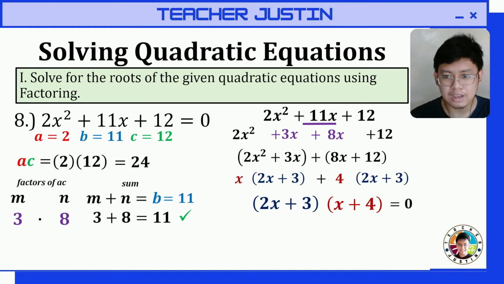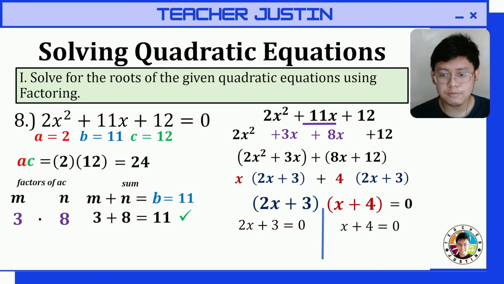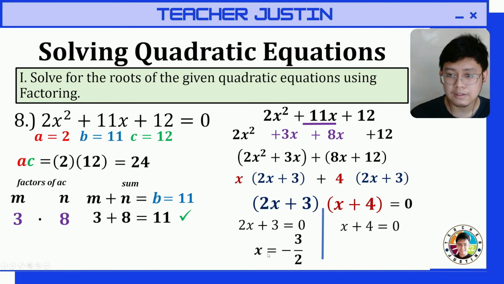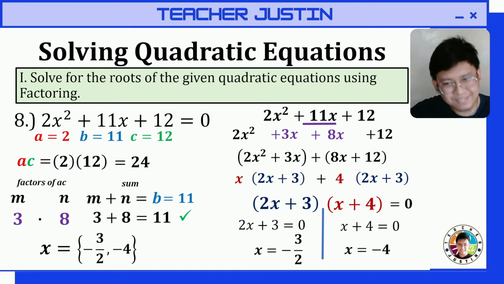So, lagay lang tayo ng equal symbol para maging equation na ulit siya. So, tapos, let's equate each factor to 0. Okay. So, we have 2x plus 3 is equal to 0 and x plus 4 is equal to 0. So, let's solve for the value of x of each equation, giving us, for the first equation, magiging x is equal to negative 3 over 2 siya. At yung sa second equation naman natin, magiging x is equal to negative 4. So, the values of x for this quadratic equation, we have negative 3 over 2 and negative 4. And that's it. Ta-da!